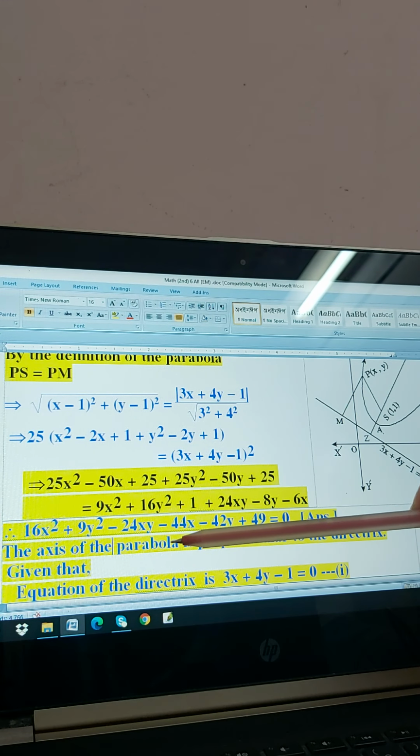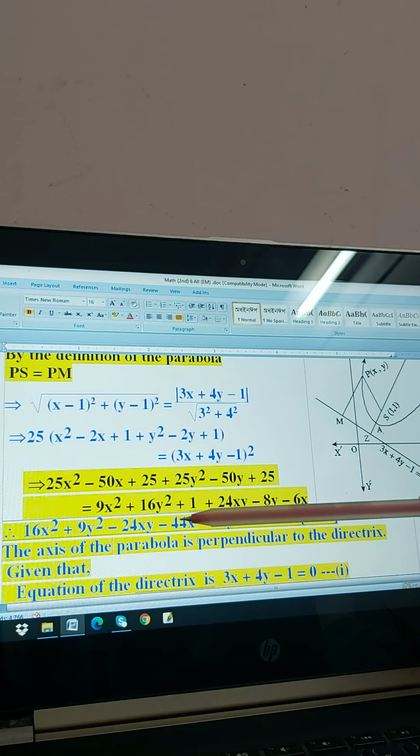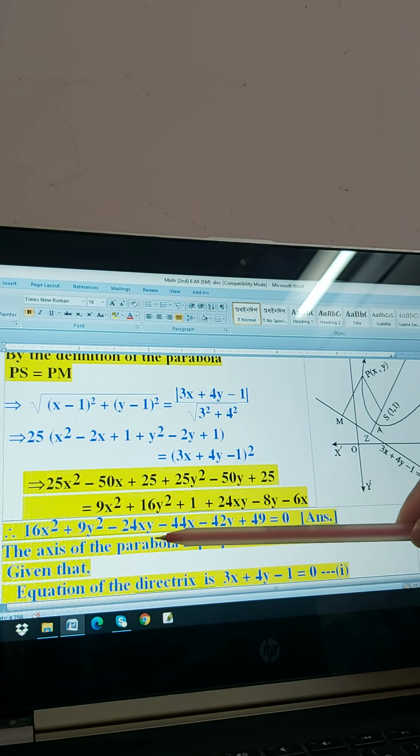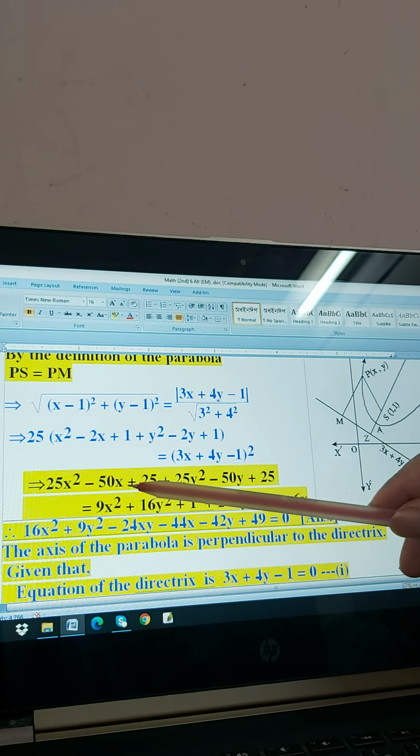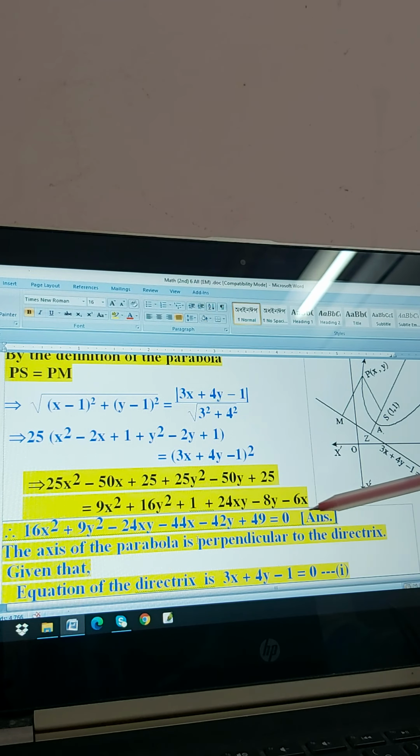24xy, this is plus 24xy. From right to left it will be minus 24xy. This is minus 50x, this is minus 6x, it will be plus 6x minus 50x, it will be minus 44x. 42y, this is minus 52y, it will be plus 8y. When you transfer from right to left, then it will be minus 42y.